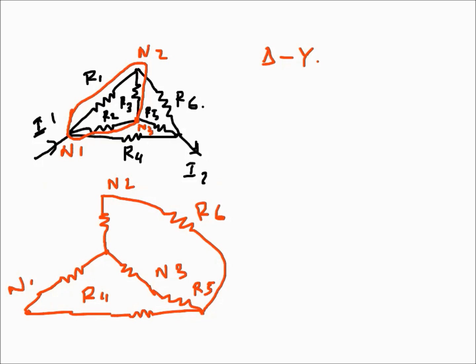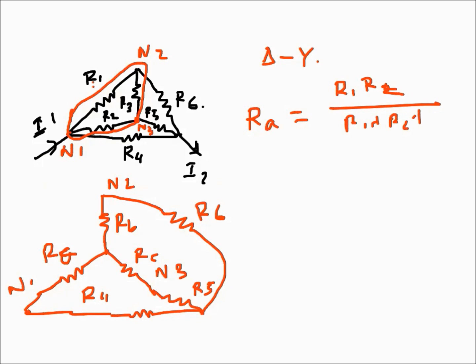So if I call them RA, RB, and RC, from the Y-delta transformation, RA will be, it has from N1, R1 and R2 connected. So R1 R2 over R1 plus R2 plus R3.